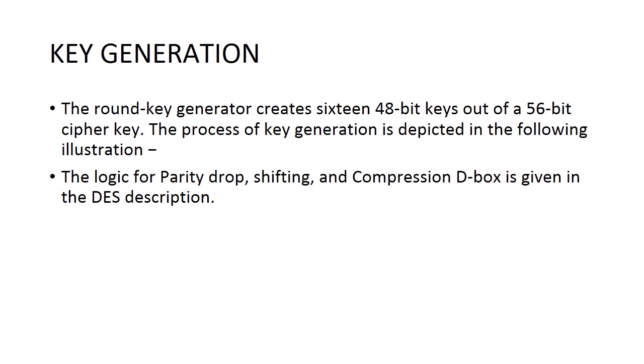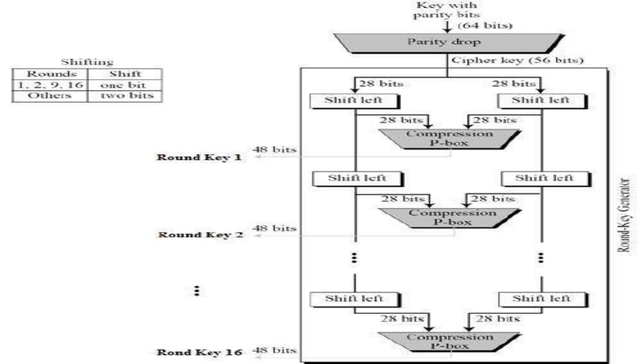Shift left. The key is divided into two 28-bit parts. Each part is shifted left, a circular shift of 1 or 2 bits. Compression D box. The compression D box changes the 56 bits to 48 bits, which are used as a key for a round.